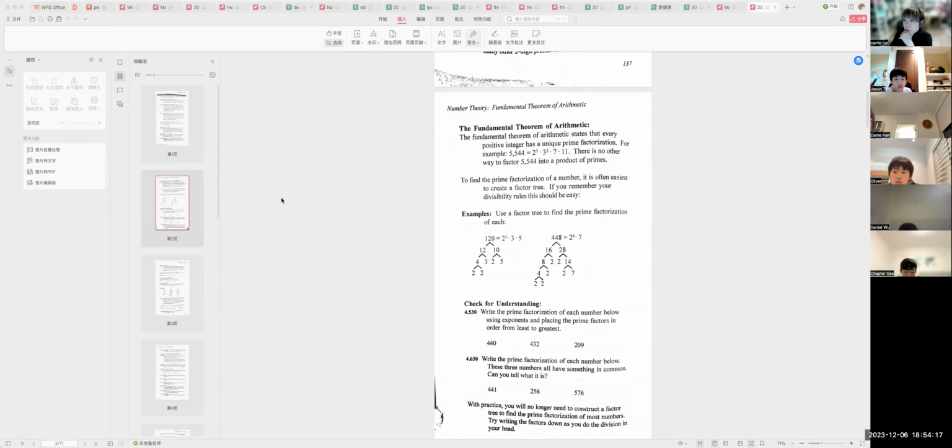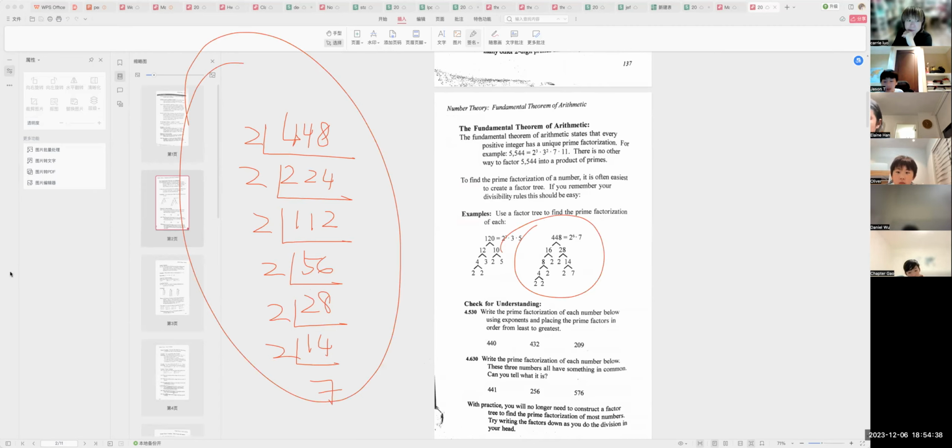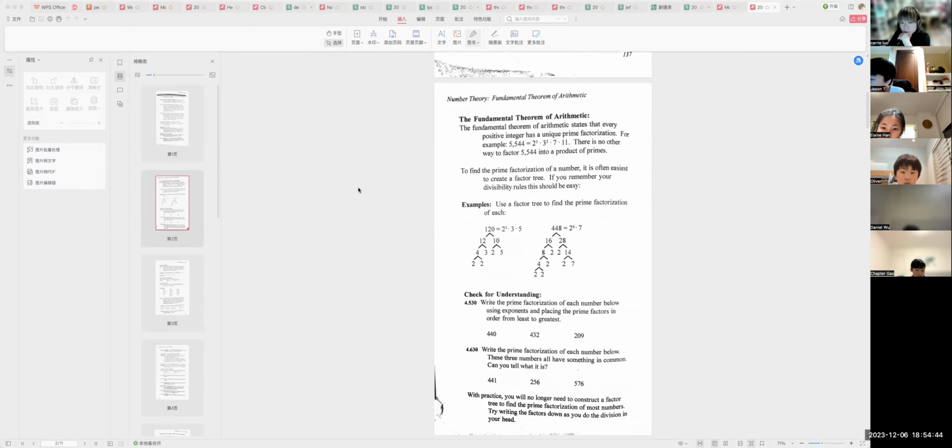Get it, everybody? Okay, remember, we also learned the short division one. So 448 divided by 2 is 224, divided by 2 is 112, divided by 2 is 56, divided by 2 is 28, divided by 2 is 14, divided by 2 is 7. Remember, everybody? So this way and this way, both of them work. Nothing is better. So we just do a very quick one.